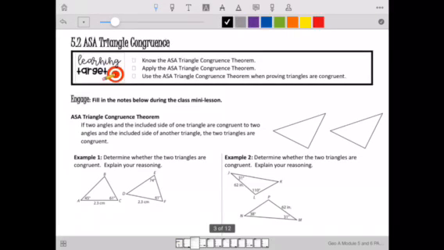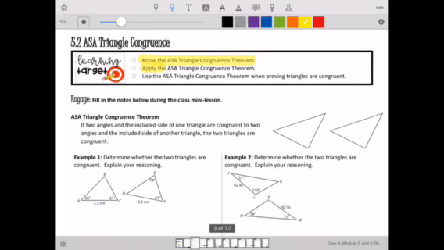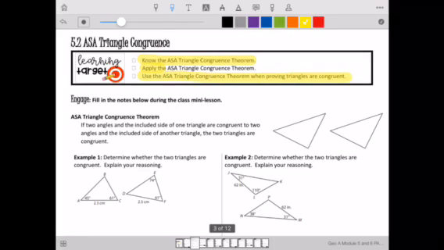Hello, in this video we are talking about section 5.2, which is ASA Triangle Congruence. So the three things that we are going to look at is, first we want to know what the ASA Triangle Congruence theorem is. Then we're going to apply that theorem, and then we're going to use that theorem while we are writing proofs.